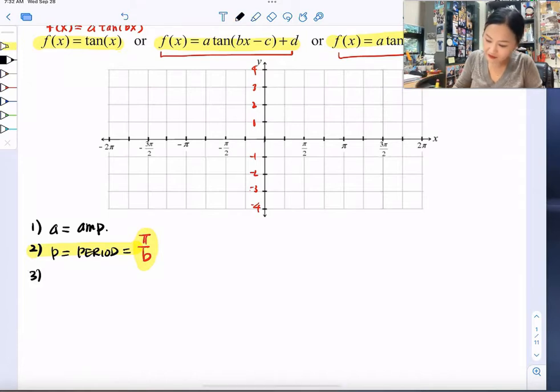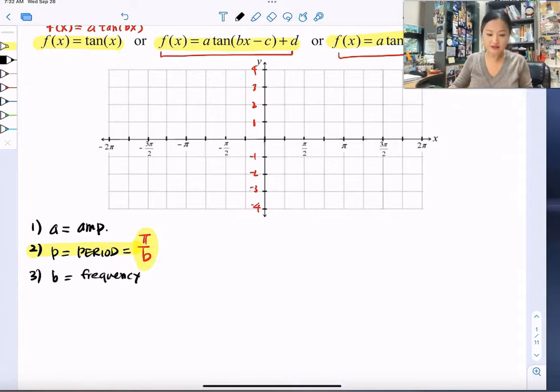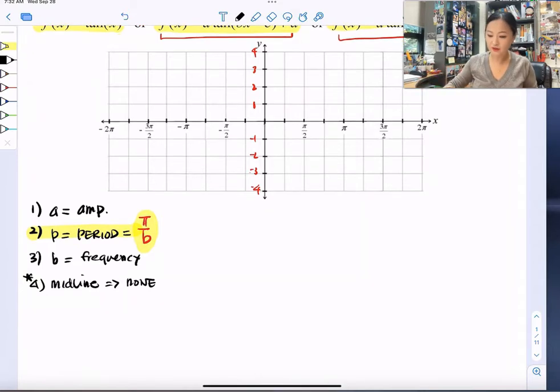Let's go to 3. You remember, we have ABCs to take care of. B, again, it's frequency, like it always is. And we also have number 4. The midline, or D. For the tangent line, I'm going to put a little star here. We don't really have any. You'll see why very soon.